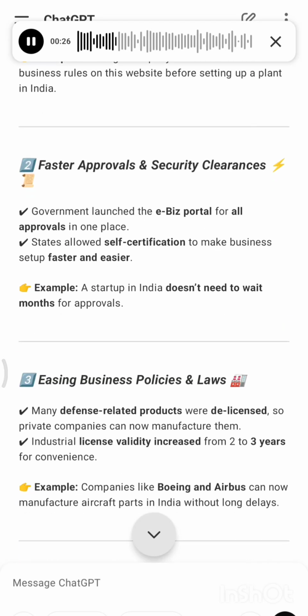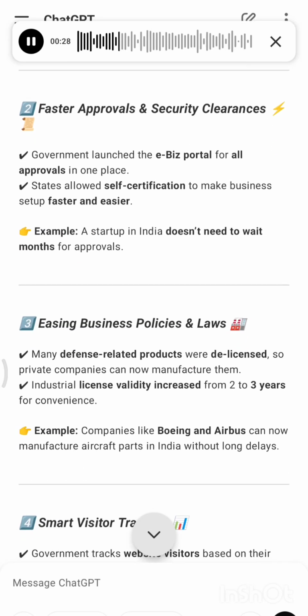2. Faster approvals and security clearances. Government launched the eBiz portal for all approvals in one place. States allowed self-certification to make business setup faster and easier. Example, a startup in India doesn't need to wait months for approvals.